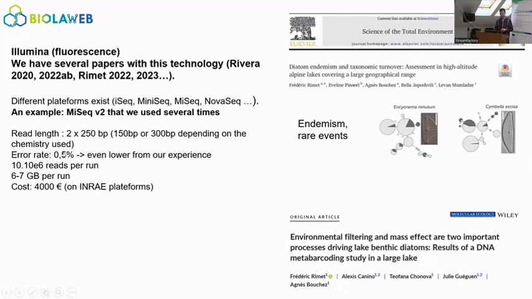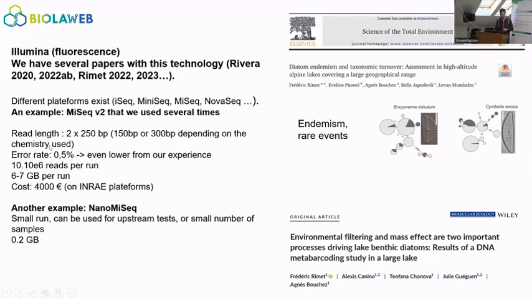Here the error rate is quite low, and I think it's even lower from our experience. 10 million reads per run, this is about 6 to 7 gigabytes per run, and the cost that we have, at least on the platform of our institutes, is about 4,000. It's a little bit more expensive when you go on private platforms. And really, if you want to work on endemism, that's what we did in our last paper on rare events, you have good robustness with this technology because of this low error rate.